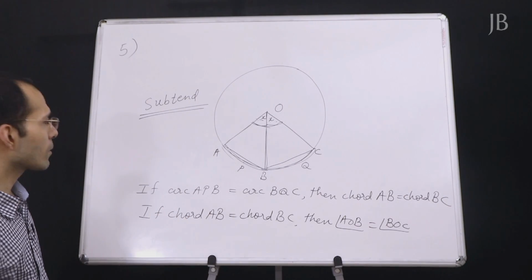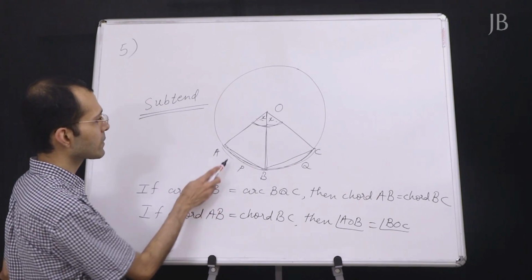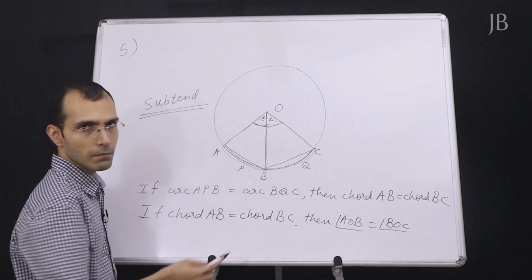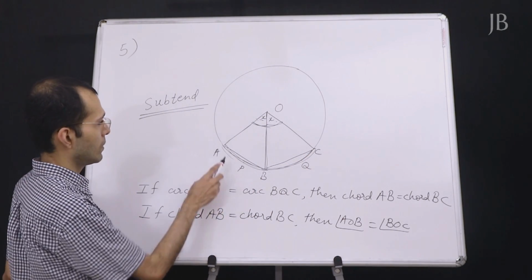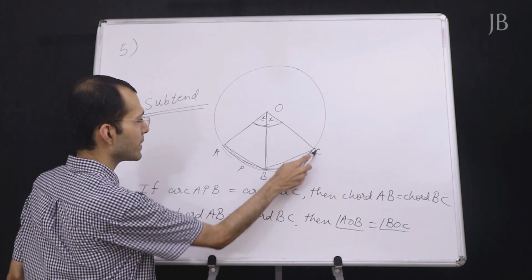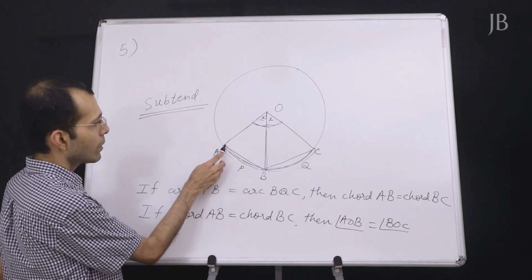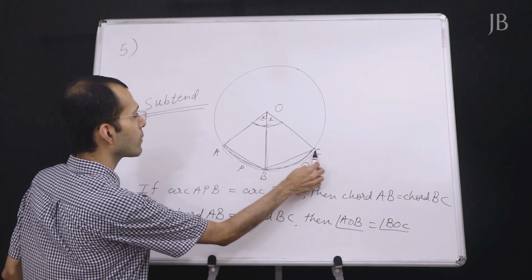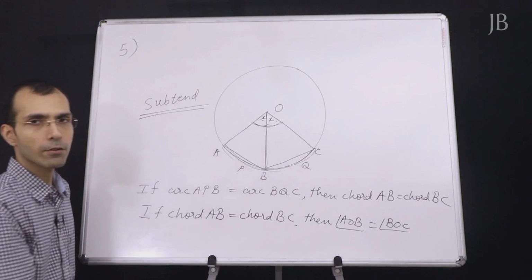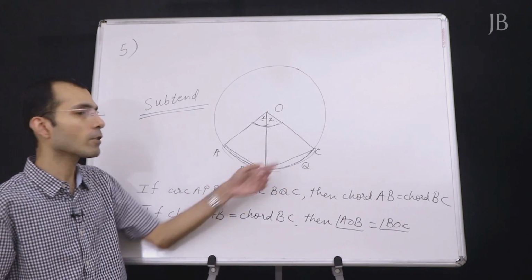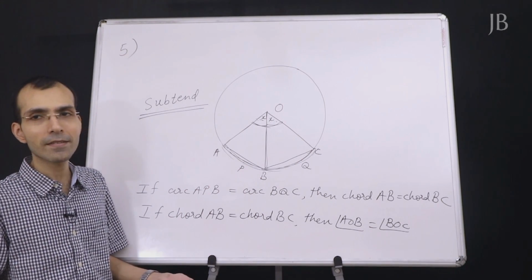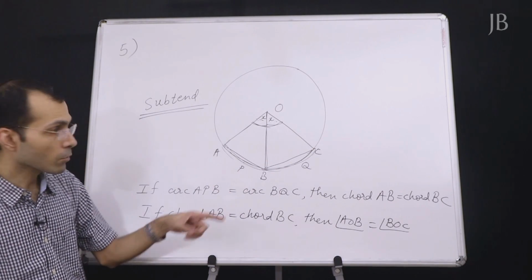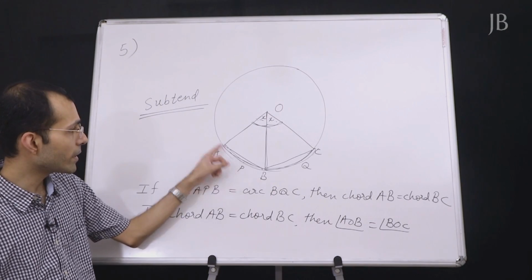So a quick numerical on this can be like this. They would say arc AB and arc BC are equal. Chord AB is 4 centimeter. Find length of chord BC. No calculations. Directly you will have to say chord BC also will be 4 centimeters because arcs are equal. So chords also will be equal. Do not confuse between the arc being equal to the chord.